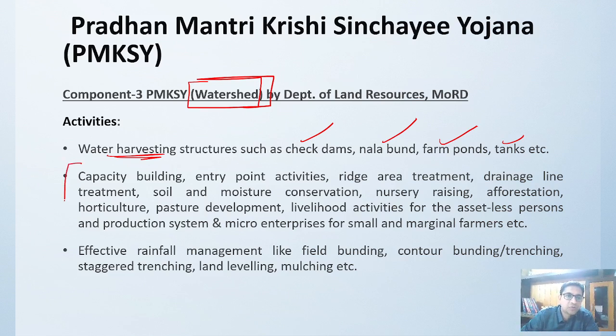All these things have to be done because they help in water conservation. Rainfall management activities, field bunding, contour bunding and trenching all have to be done under the watershed program of Pradhan Mantri Krishi Sinchai Yojana.